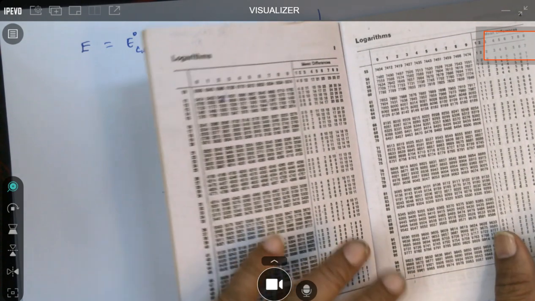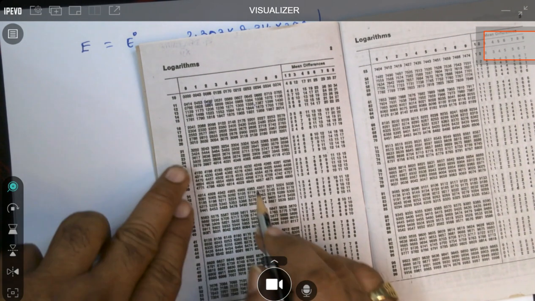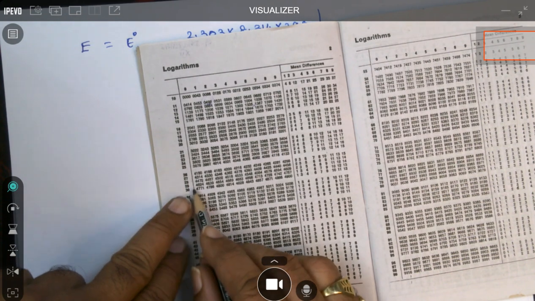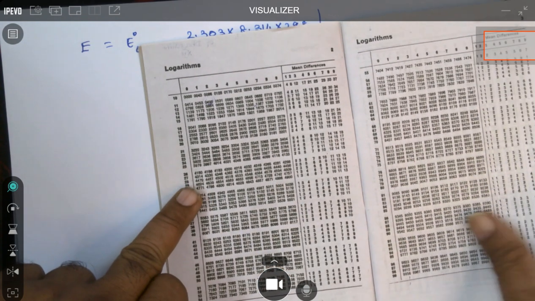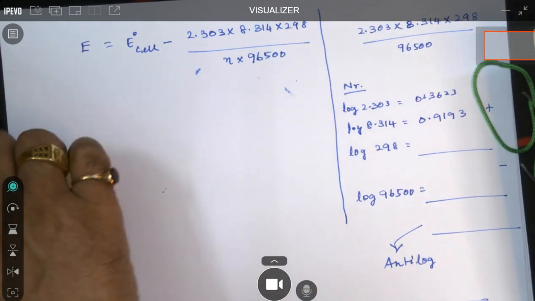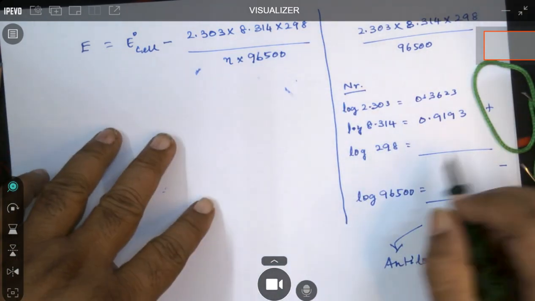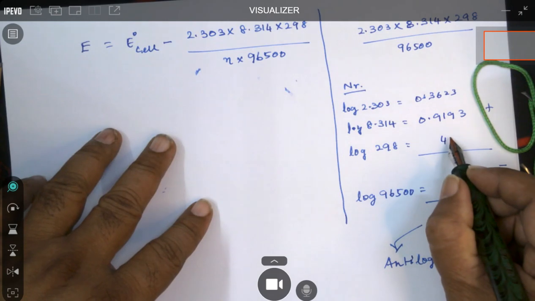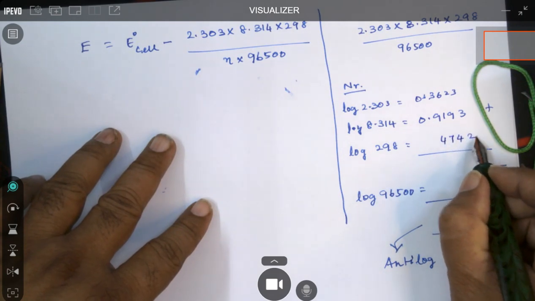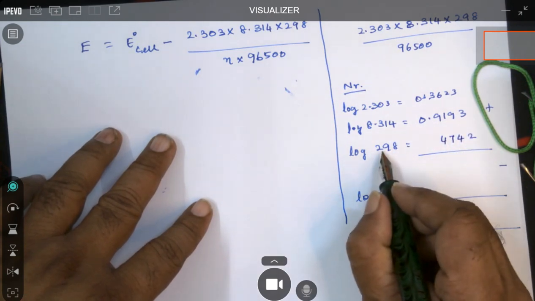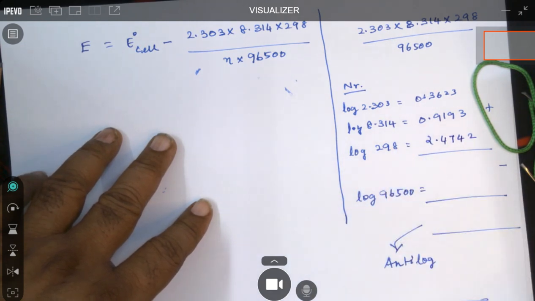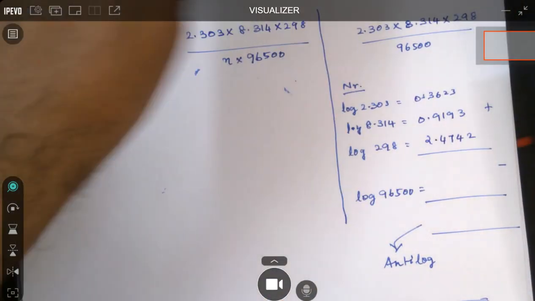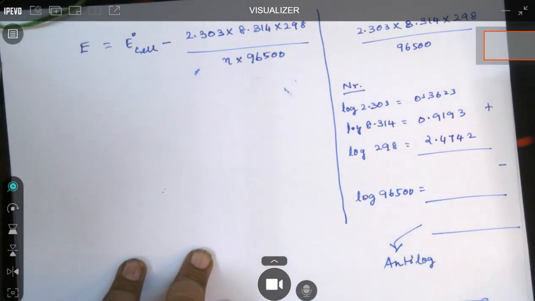and then log 298. Log 298, 29 and 8. 8 is 4742. So take 4742. And how to take the value? Here 298 is 3 digits. So you can put 2 point. 3 digits means 2 point. You can reduce 1 digit here. So 2 point this much.